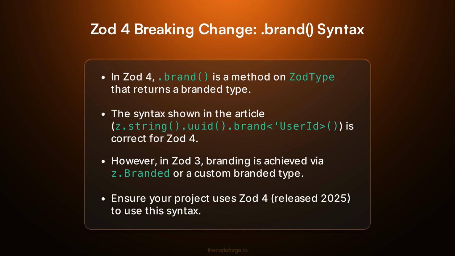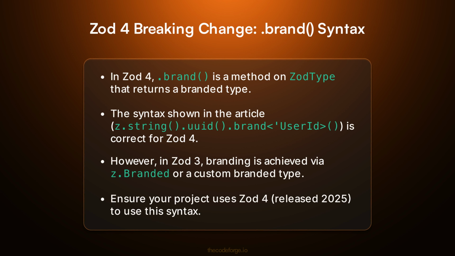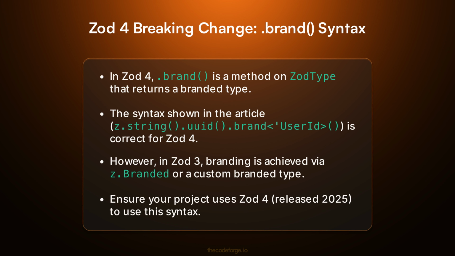In Zod 4, brand is a method on the Zod type that returns a branded type. The syntax shown in the article, z.string().uuid().brand<"UserId">(), is correct for Zod 4. However, in Zod 3, branding is achieved via z.branded or a custom branded type. Ensure your project uses Zod 4, released 2025, to use this syntax.